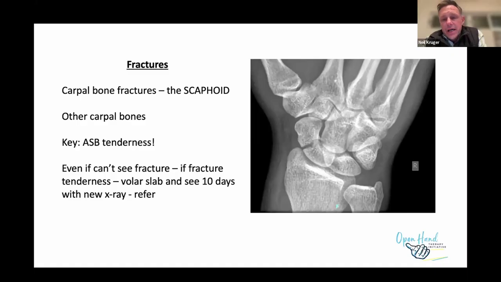Okay, so again, I've alluded to the anatomical snuff box tenderness. Please take that quite seriously. Place the patient in a volar slab, re-examine them in 10 days' time, and re-x-ray them, as you may have missed a scaphoid fracture.